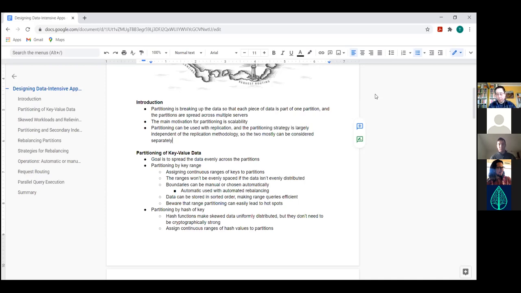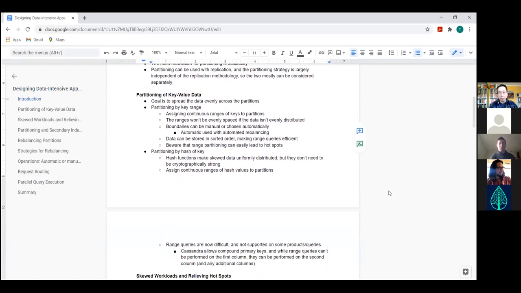Now, as a note, partitioning is often used in conjunction with replication, and so all the issues of replication still apply to the replication portion of things. But the addition of partitioning, thankfully, isn't introducing a lot of new problems on top of the problems that you had with just the replication. So that's what this week's chapter is about.